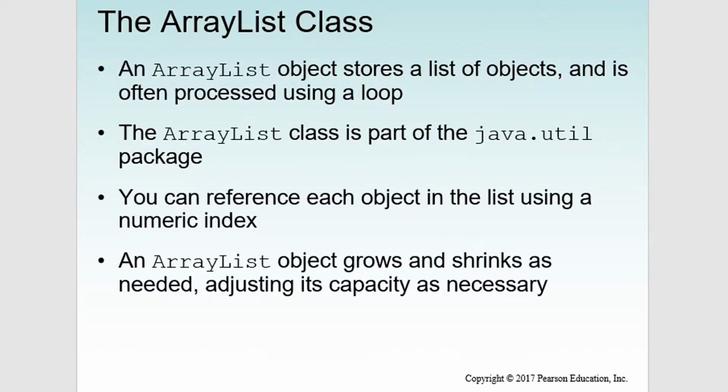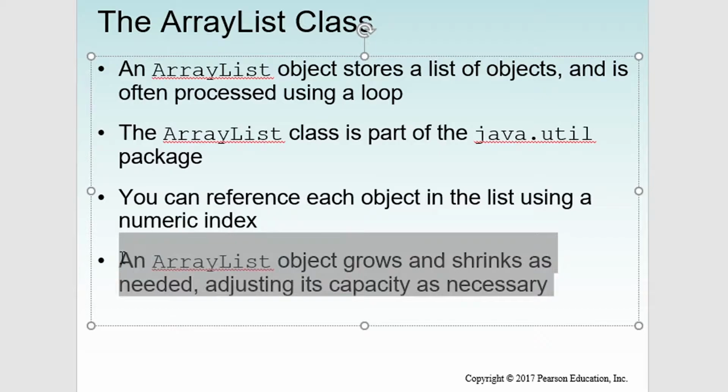An ArrayList object stores a list of objects and is often processed using a loop. The ArrayList class is part of the java.util package. You can reference each object in the list using the numeric index. An ArrayList object grows and shrinks as needed, adjusting its capacity as necessary. So this is something important to remember.